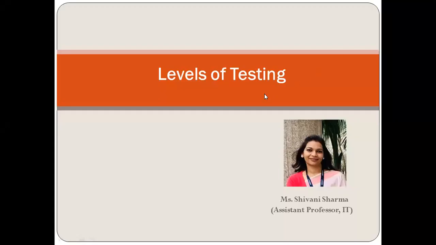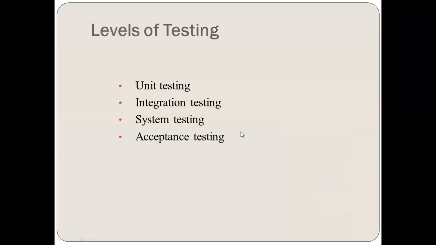So the next topic is levels of testing. We have seen what is testing, what are the objectives of testing, who is going to test, what are the objectives of the tester, and what is the difference between error, bug, fault, and failure. Now we will see the different levels of testing. The different levels of testing are, first, unit testing, then integration testing, then system testing, and then acceptance testing.